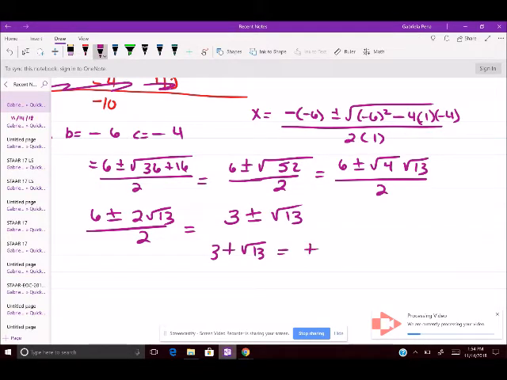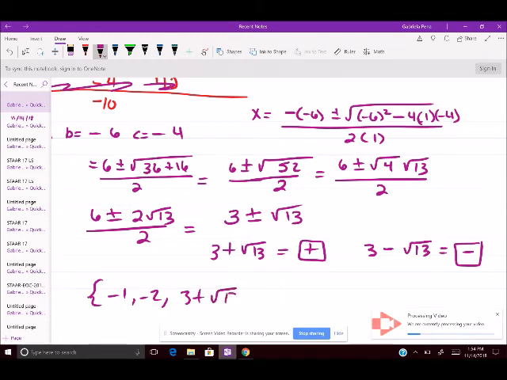is going to end up being a positive number, and 3 minus the square root of 13, which ends up being a negative number. So did I get my 3 negative answers? Yes. The 2 that we had plus this one. Did I get my 1 positive answer? Yes. So your answer would look like -1, -2, 3 plus the square root of 13, and 3 minus the square root of 13. And that would be your answer.